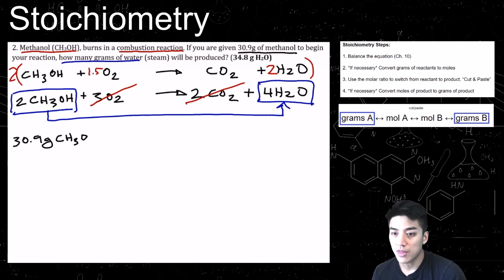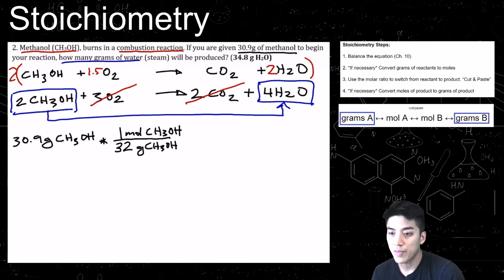30.9 grams of methanol, times sign, draw a line. Okay, and this first step is just getting grams of methanol into moles of methanol. So I want my unit to cancel out. 1 mole of methanol has what molar mass? It's got a mass of 32. So the grams of methanol will cancel out.